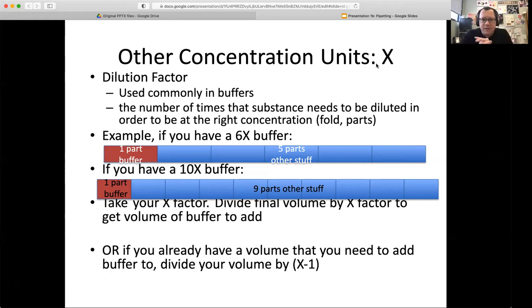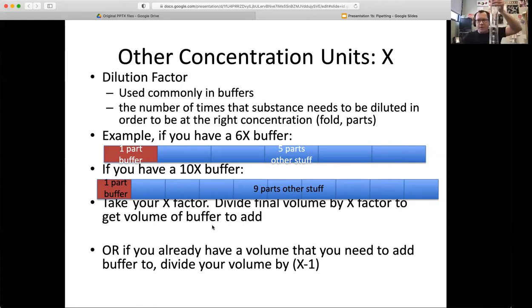When we're doing something called restriction digest, the buffer that we use to make our enzyme happy comes at a 10x concentration. We want to use that as a 1x final concentration. Basically it's just telling you how much you need to dilute these things out. So for example, if you have a 6x buffer, you ultimately want to have 1 part of buffer and 5 parts of other stuff. Or if we have a 10x buffer, you want to have 1 part buffer and 9 parts of other stuff. And if we have a final volume that we're trying to get to, right?